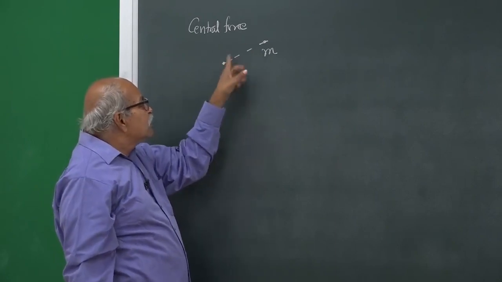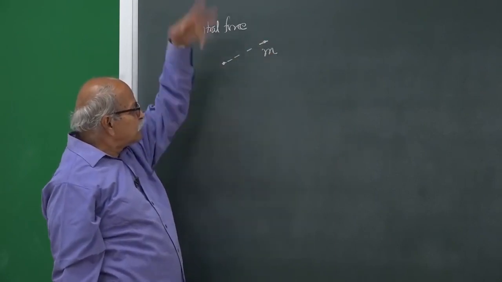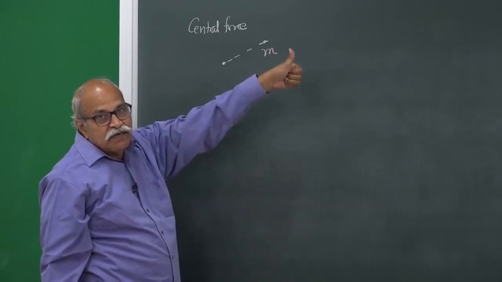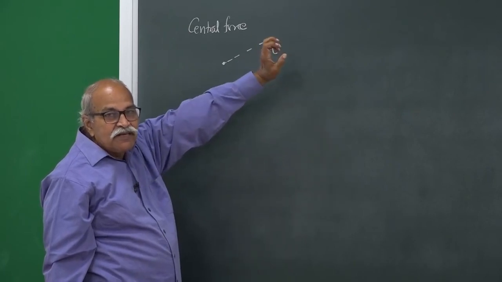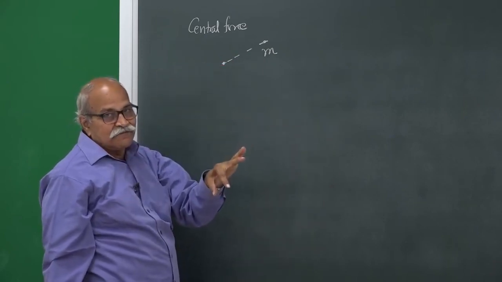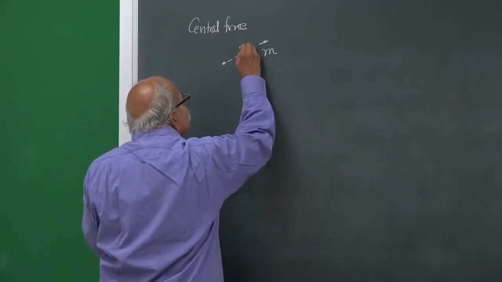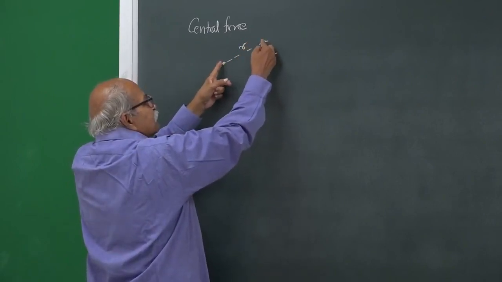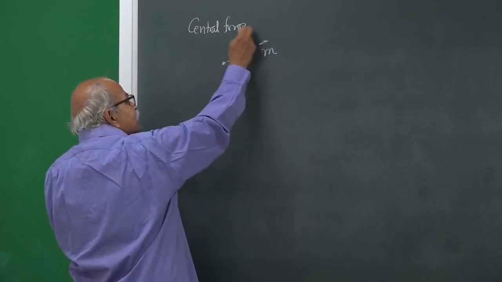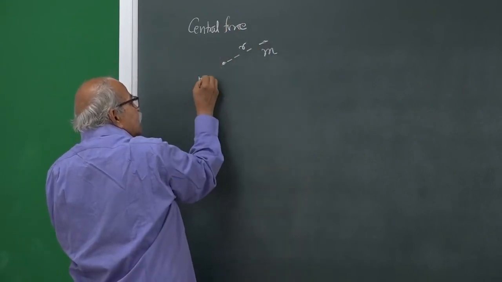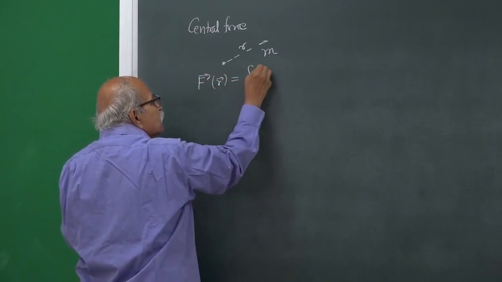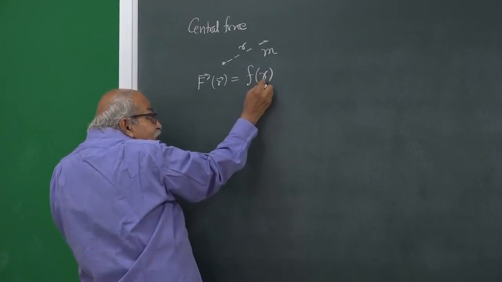So, you have a fixed point, the particle can go anywhere in the whole space, but wherever it is, you join the origin with that position of the particle, the force on the particle will be along that line, either towards the center or away from the center. And then the magnitude of the force depends only on this distance from this fixed point. If that happens, we call that force a central force. So, I can write for central force F at R is equal to some function of R without vector.